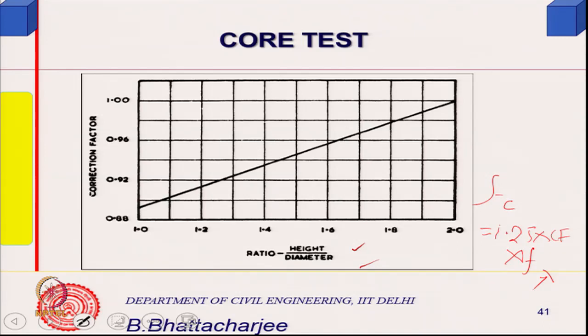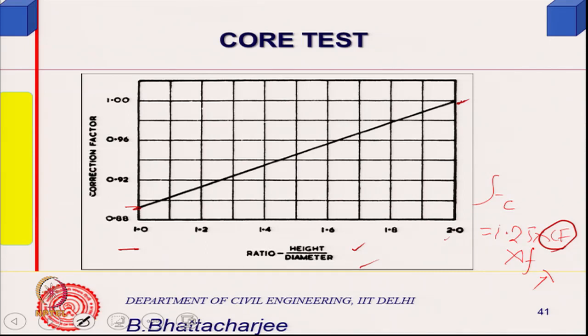So, L by D equal to 2, this value is 1, which means you are finding the same as cylinder strength. L by D equal to 1, the multiplying factor is 0.88. So, first you find out the equivalent cylinder strength. This is the correction factor which you find out for your L by D.